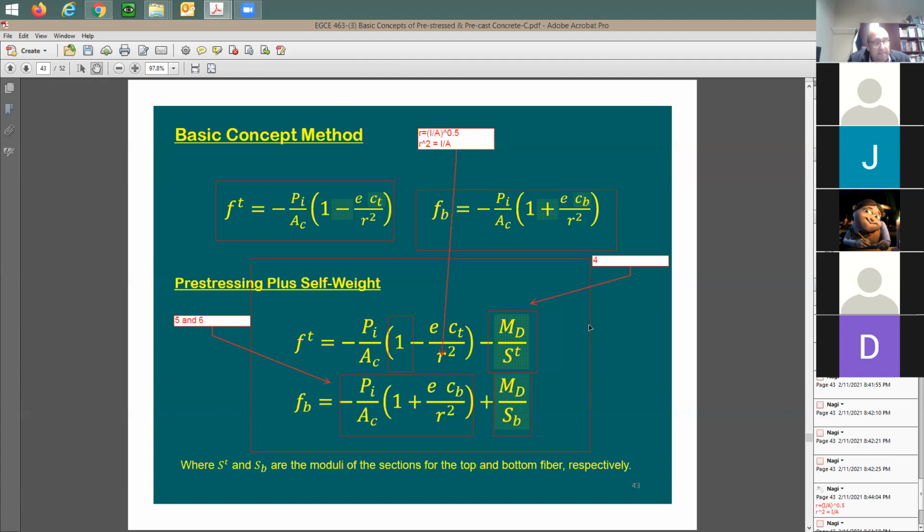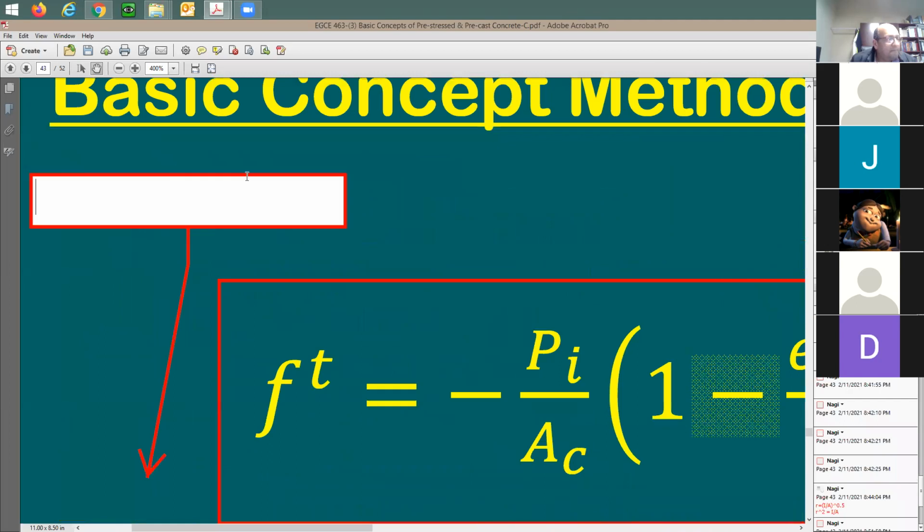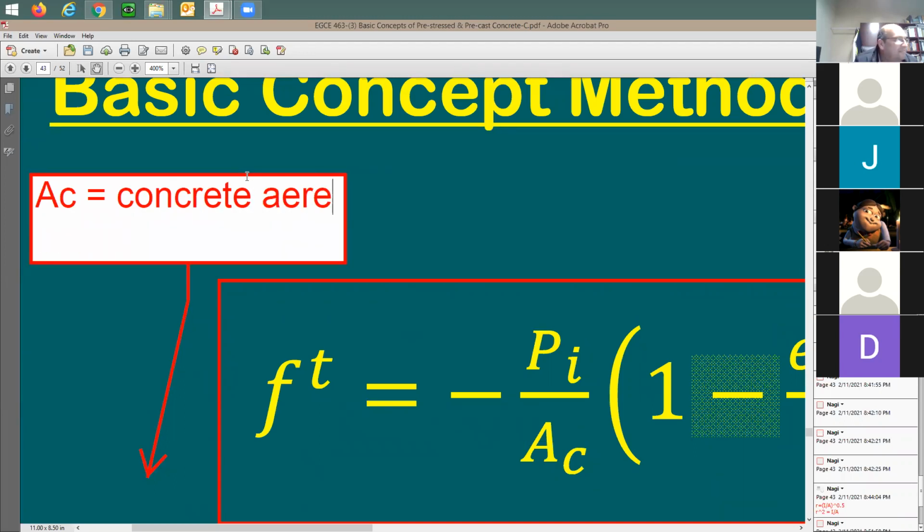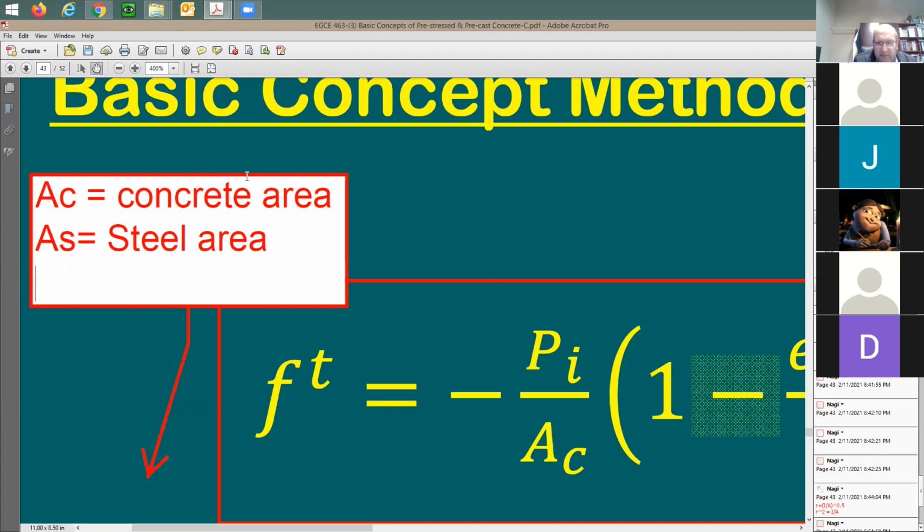Also, I wanted to know if A sub C is the same as A sub G. Yes, this is A for concrete. It's all A. Okay, I just wanted to make sure. Usually in concrete design, we use A sub C for the concrete cross-section area of the section itself. A sub S for the steel area, right? Let me give you some stuff here. You can say A sub C is the concrete section, concrete area. How about A sub S? Anyone know A sub S? Steel area, right? Am I correct? Yes. Okay.